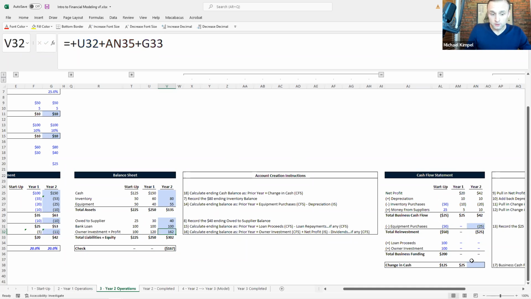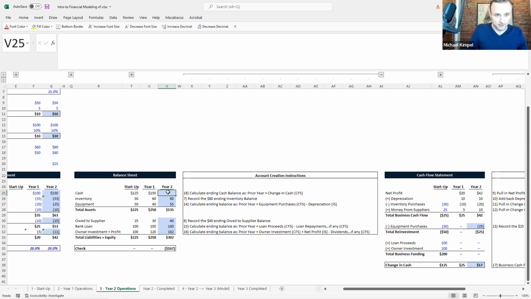Okay. So last thing to do here is change in cash. And again, it's the three things. It's how much we made, reinvestment, and the money in and out from lenders and investors. So it's business cash flow, reinvestment, business funding, money in and out from lenders and investors. Gets us to $17. And that's how much cash actually flowed through this business.